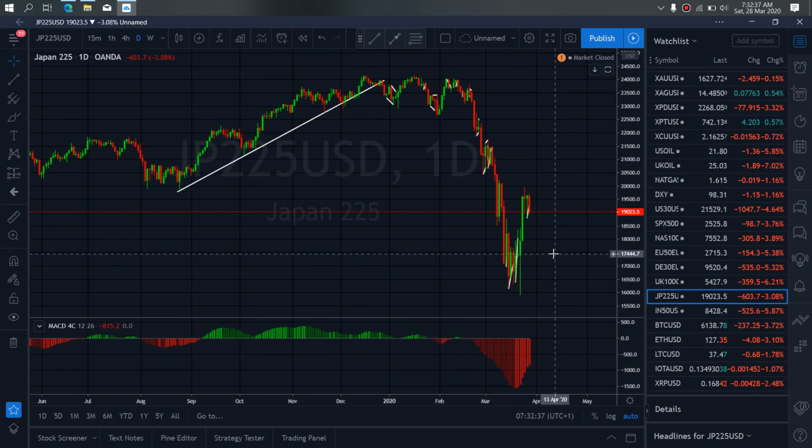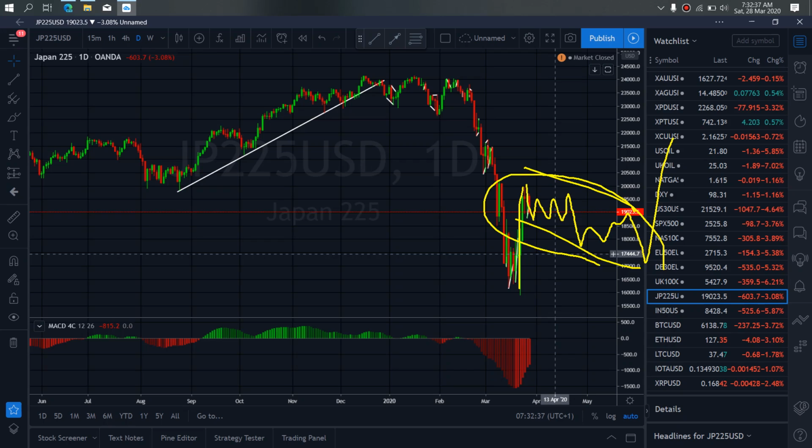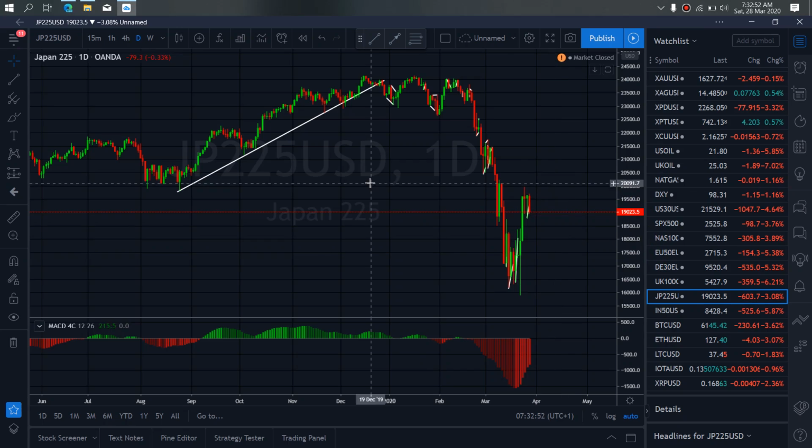On Japan 225 Nikkei index for this week, last week they gave us this buy momentum upside. This week they are correcting, so we want to watch them drop more before they resume the buy momentum upside. So this week we are looking at corrective structure on Japan 225 Nikkei.